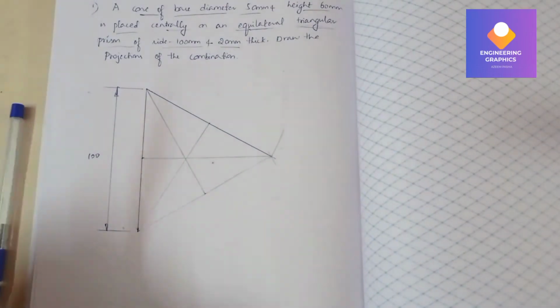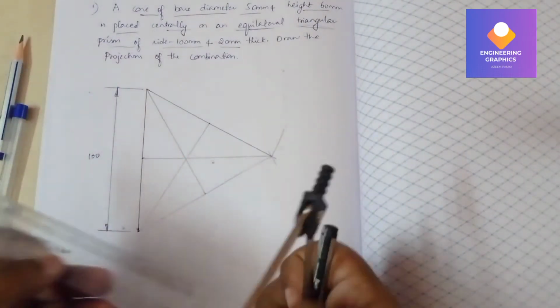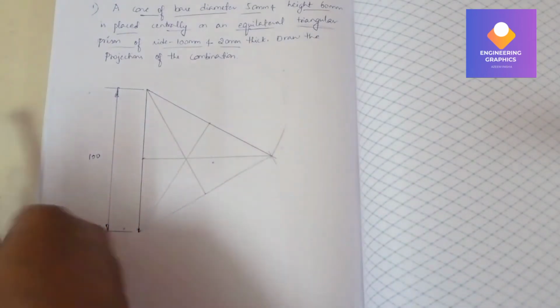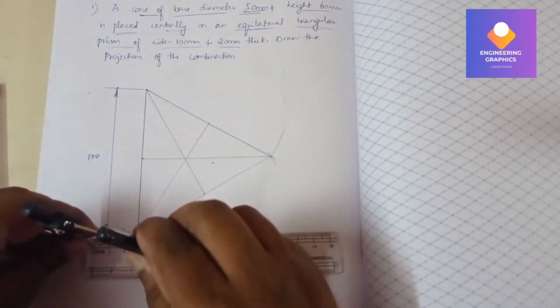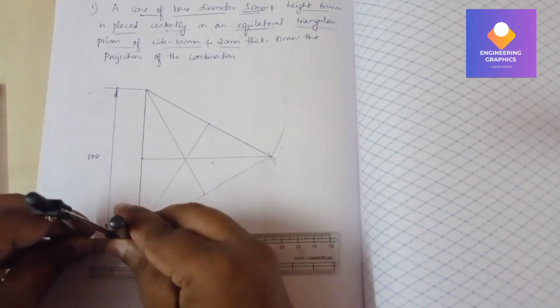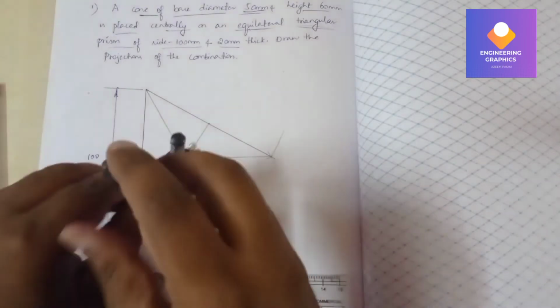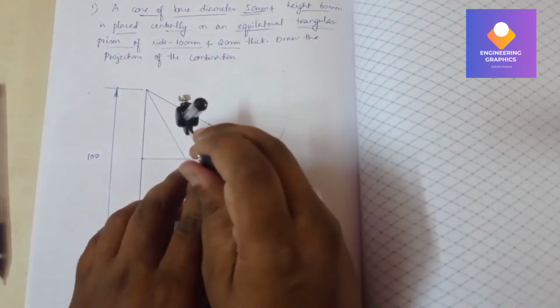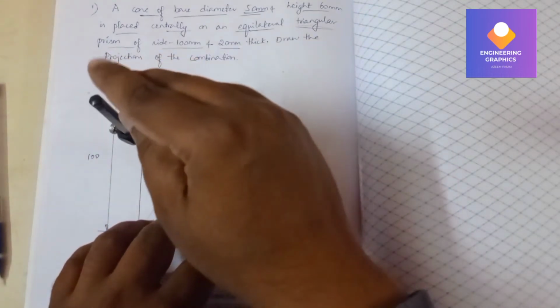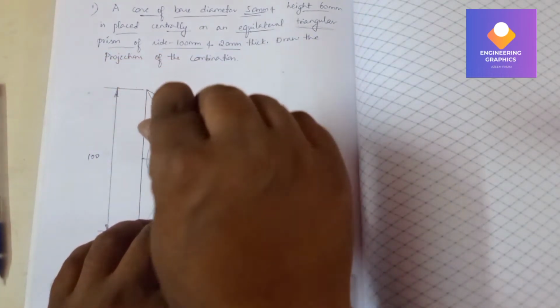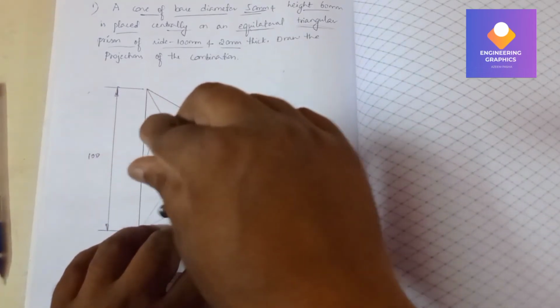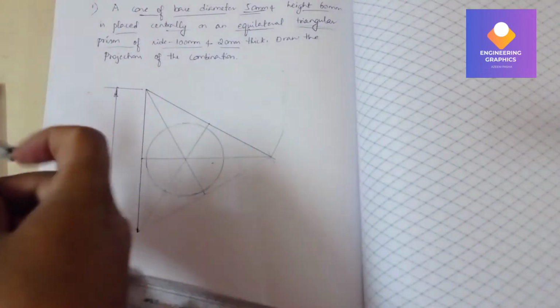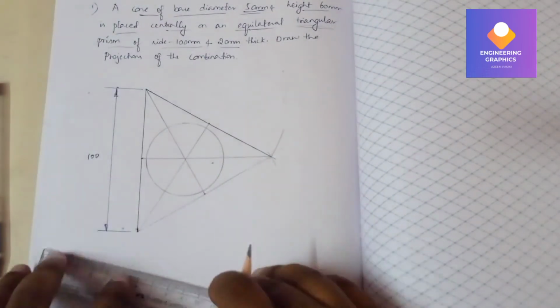Okay, now we have to draw a circle here, because the base of the cone is a circle. So the diameter given is 50 mm, that means we need to measure the radius of 25 mm, that is 2.5 centimeter, from the scale using compass. We will be constructing a circle now, by taking a radius of 25, so it will make up 50 mm diameter.